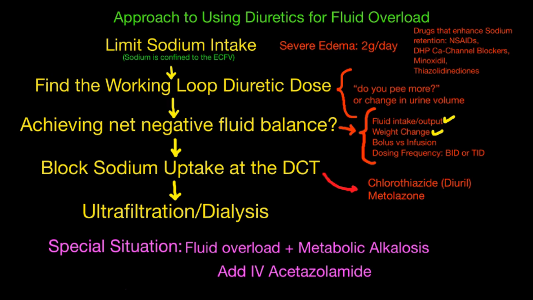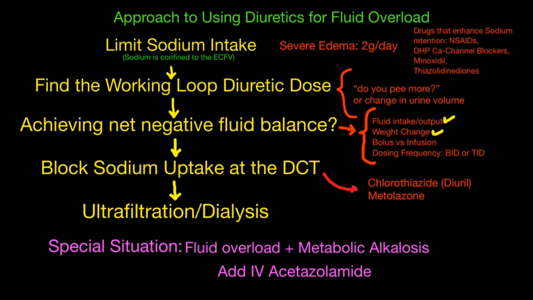So the answer here is to add IV acetazolamide. Essentially what's happening, there's avid sodium bicarbonate reabsorption at the proximal tubule, and so this is generating the metabolic alkalosis. And so if the patient's still fluid overloaded and needs net negative fluid balance, you keep the loop diuretic going but add IV acetazolamide, and this will result in a net loss of sodium and bicarbonate, okay?